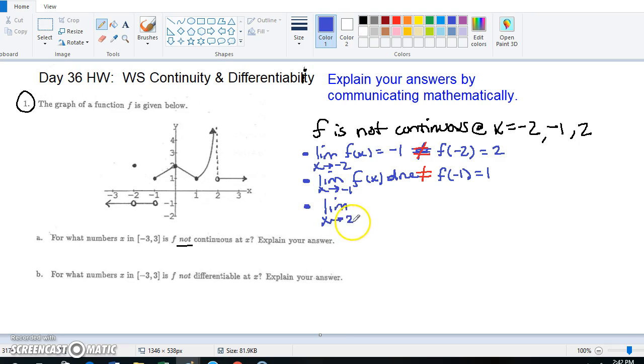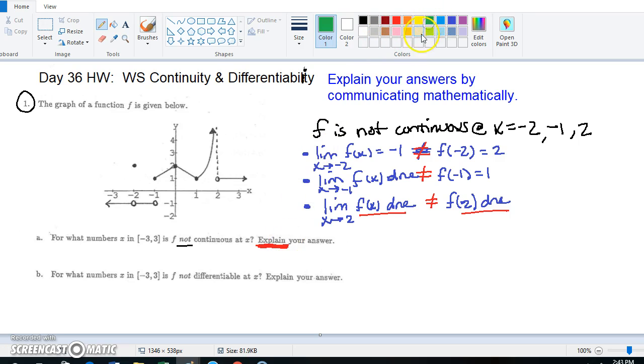As x approaches 2, the limit from the left does not equal the limit from the right. And in fact, f of 2 does not exist. We don't say these two are not equal, but they are not equal. And we don't have continuity. If either the limit or the function does not exist, you do not have continuity at that point. So these would be good explanations for why your function is discontinuous at those points.